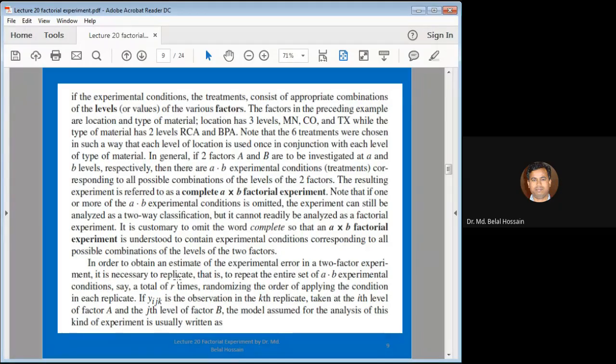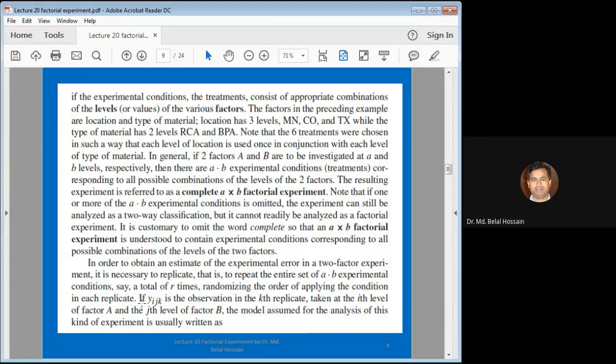In order to obtain an estimate of the experimental error in a 2-factor experiment, it is necessary to replicate. Okay, the same combination has to be replicated again and again, repeated. Replication means repetition. That is to repeat the entire set of A into B experimental conditions, say a total number of R times, randomizing the order of applying the condition in each replicate.